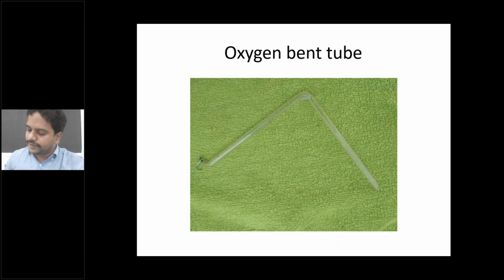Then the last one, the oxygen bend tube. This is the oxygen bend tube. What is the use of the oxygen bend tube? It is to supply oxygen to the isolated muscle tissue in the organ bath. That is about the oxygen bend tube.